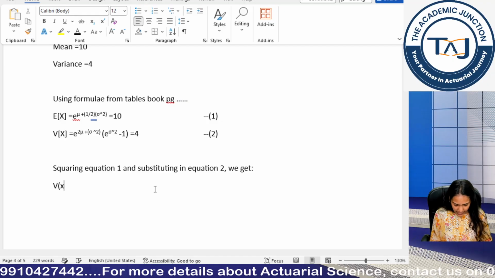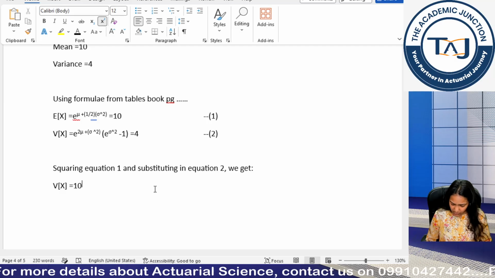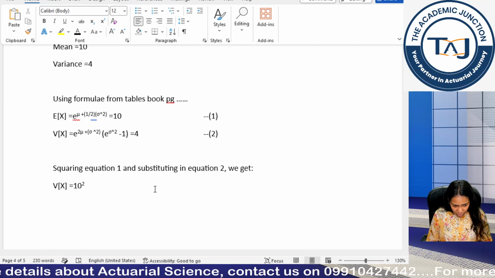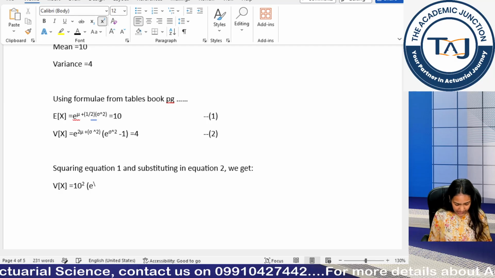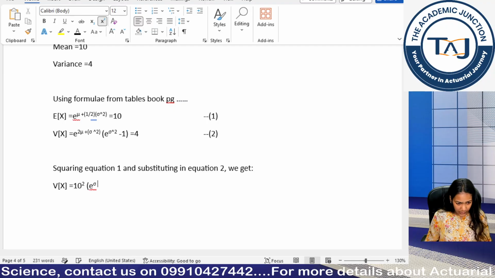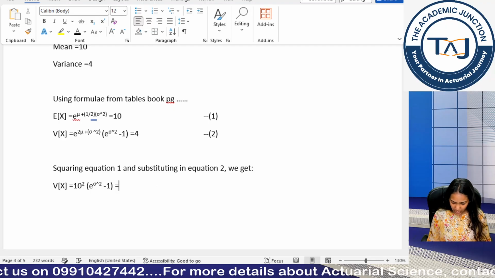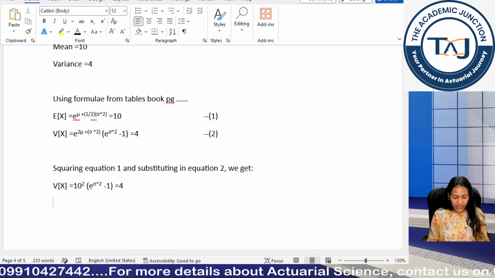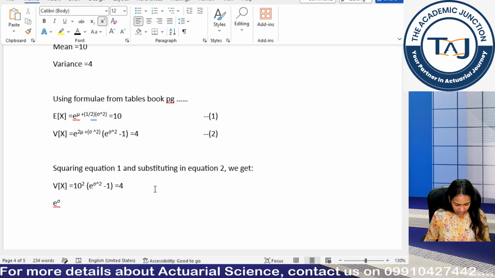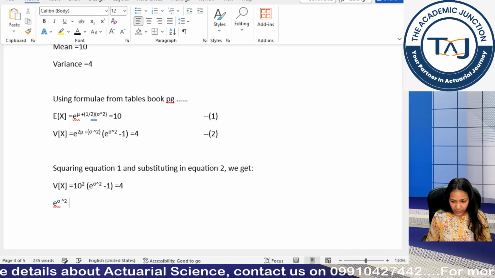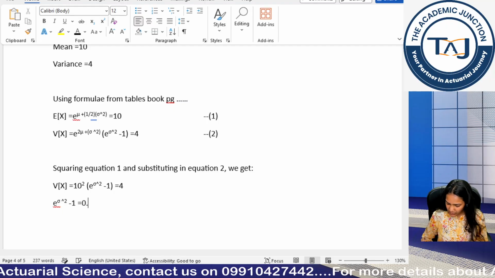ओके, सो वी गेट vx इज इक्वल टू 10 का स्क्वायर, सो कंट्रोल शिफ्ट प्लस 2, कंट्रोल शिफ्ट प्लस नॉर्मल स्क्रिप्ट, देन वी हैव ब्रैकेट e, कंट्रोल शिफ्ट प्लस बैकस्लैश सिग्मा square, coming back to the normal equation, minus 1 equal to 4. Okay, now solving this we get e backslash sigma square control shift plus to get to the normal script minus 1 is equal to this 10 ka square will go to the divide side, so this will become 0.04.